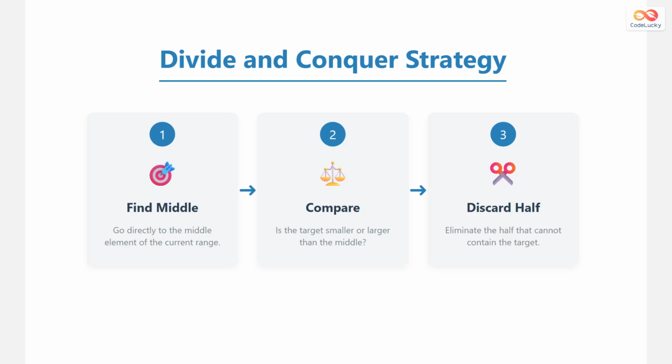Here is the core concept: divide and conquer. Instead of checking every item, we go straight to the middle. We compare our target number with the middle number. Based on that comparison, we can instantly throw away half of the list that we know doesn't contain our number. We keep repeating this process.